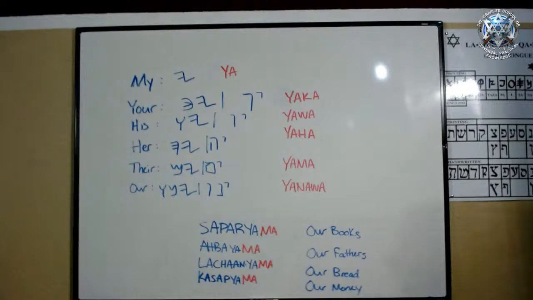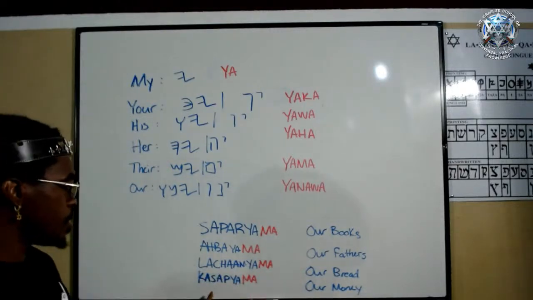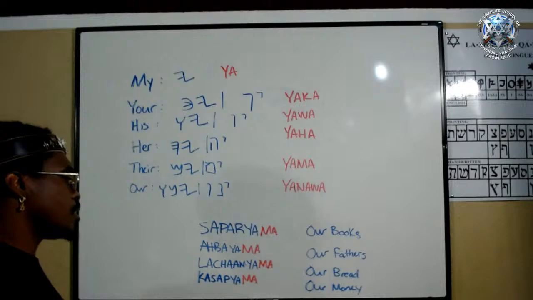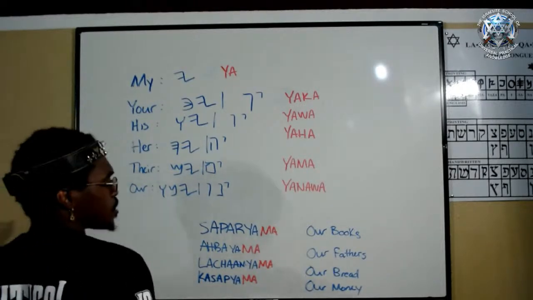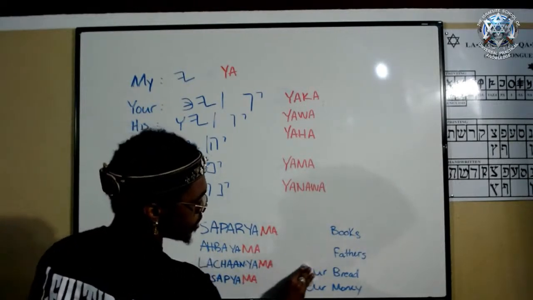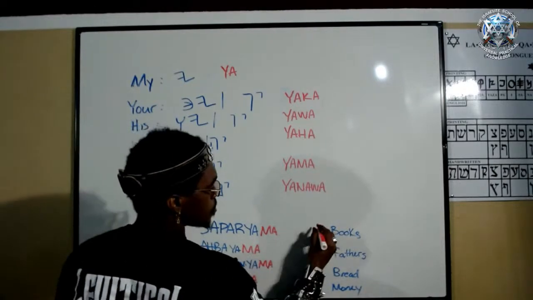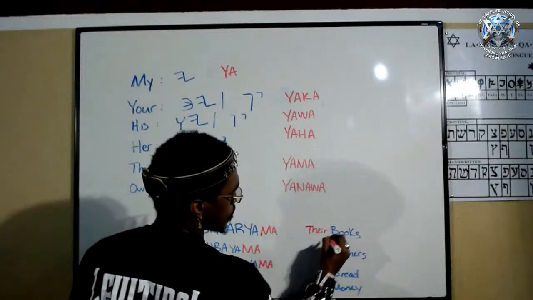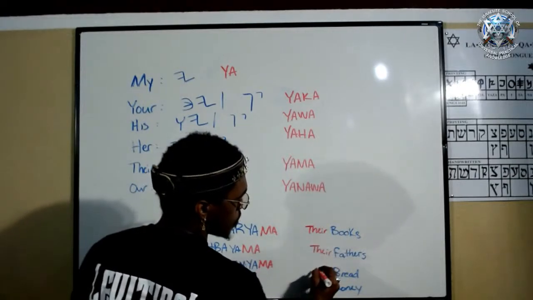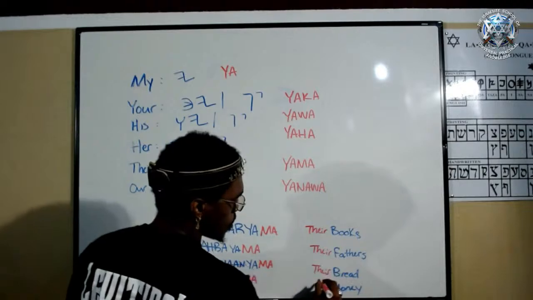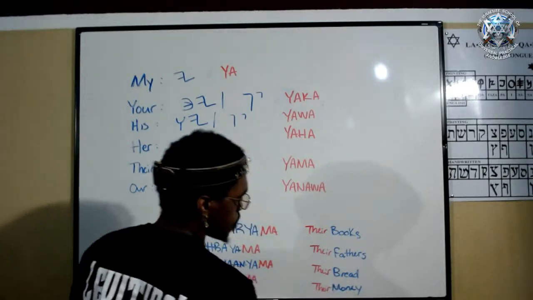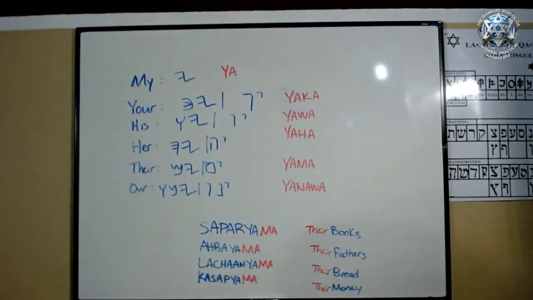Sapar Yama, Abba Yama, Lakam Yama, Kasak Yama is there. Instead of "our," it will be "there." Their books, their fathers, their bread, their money. You can do this with any of these. Okay?